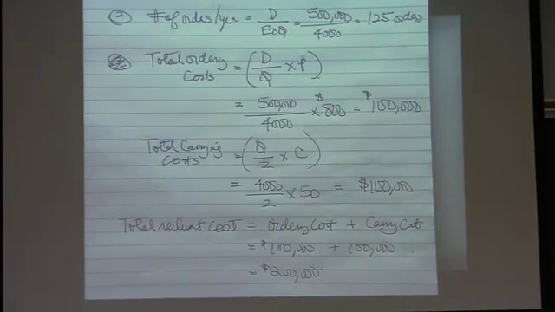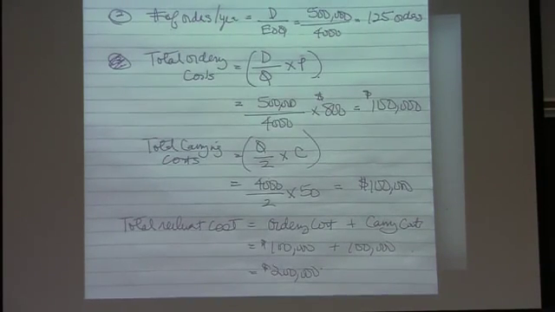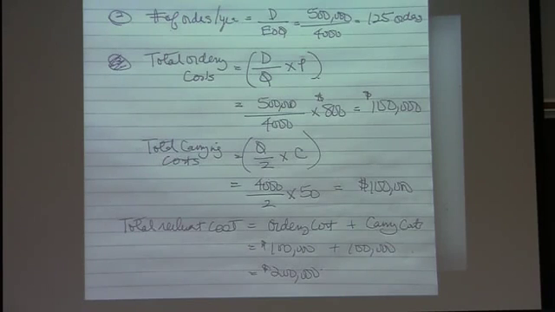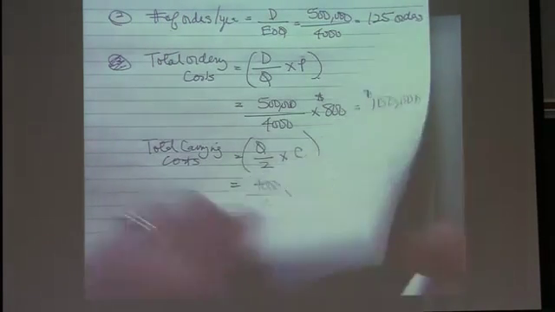You'll see in a minute when we look at part 3 to this question that at the EOQ level, that's the level of inventory that's going to result in the lowest ordering and carrying cost together. It's called the relevant cost. Okay, so let's take a look at that in part 3.